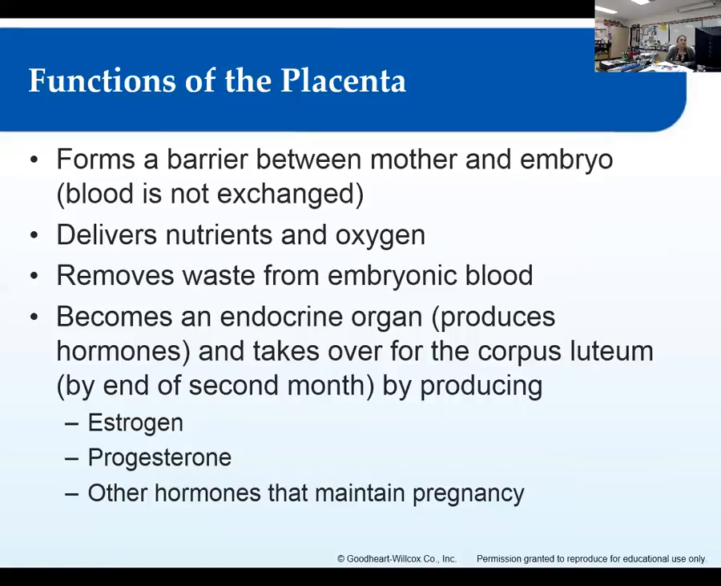All right, functions of the placenta. It forms a barrier between the mother and the embryo. Again, blood is not exchanged. It delivers nutrients and oxygen, removes waste from embryonic blood, and becomes an endocrine organ because it produces hormones. It takes over for the corpus luteum, and so it starts to produce estrogen and progesterone. Those two hormones together, along with some others, help to maintain the pregnancy. Those hormones have to stay stable and be where they're supposed to be in order for the pregnancy to continue.